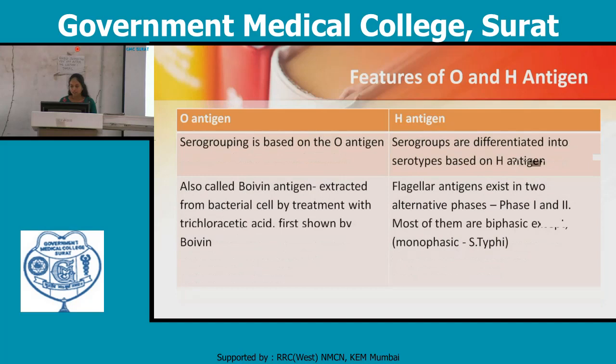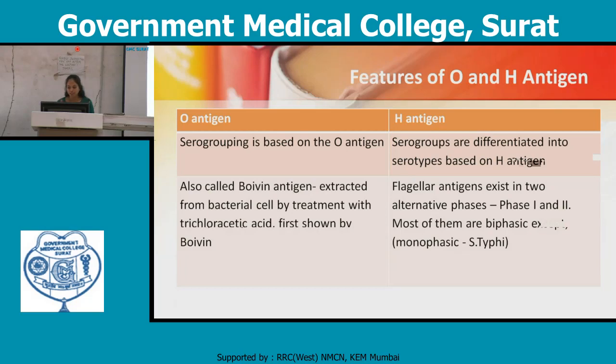O antigen is the basis of serogrouping. H antigen differentiates organisms into serotypes. O antigen is also called Boivin antigen, extracted from the bacterial cell by treatment with trichloroacetic acid, first shown by Boivin. Flagellar antigens exist in two alternative phases, phase 1 and phase 2. Most are biphasic except S. typhi, which is monophasic.